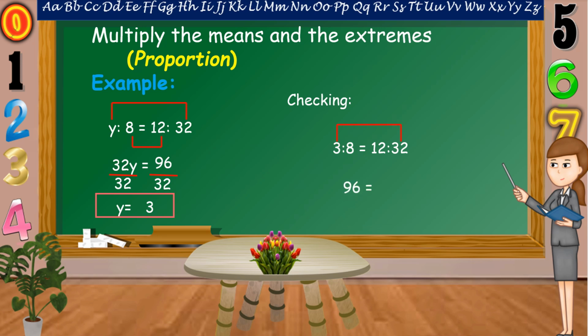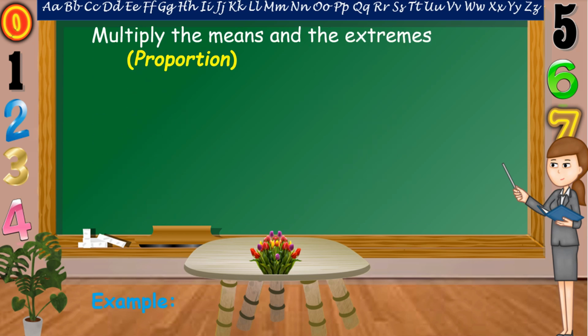And we're going to multiply the extremes. 3 times 32 is equal to 96, and 8 times 12 is equal to 96 also. So the two ratios are equal or in proportion. Therefore, the value of y is correct. Next example. 4 is to 5 is equal to 8 is to x.